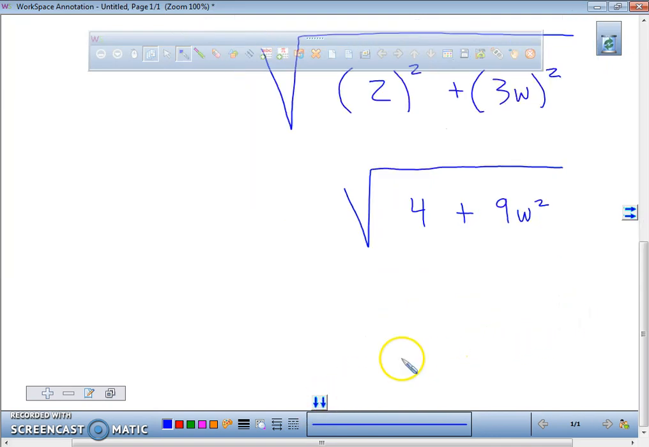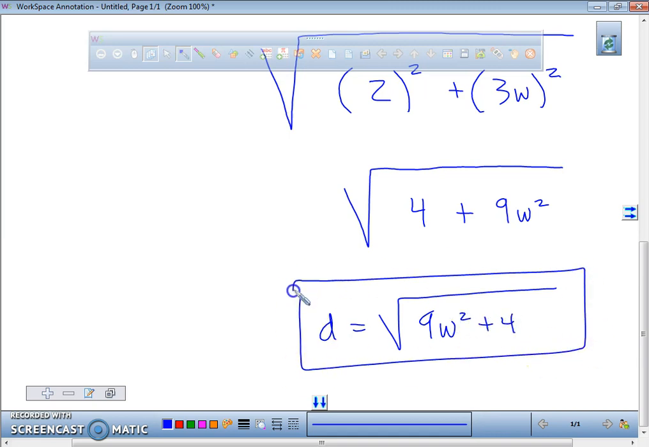And this is where students sometimes make a mistake. They think that they can somehow simplify this, because they know the square root of 4 is 2 and the square root of 9 is 3 and the square root of W squared is W. So they try to bring stuff out, but you can't because of this addition sign here. Your final answer is 4 plus 9W squared inside of the radical. That's what the distance is equal to. Now some people might write 9W squared plus 4. That is your final answer for the distance on number 8. You can't simplify that any more than it's been simplified.